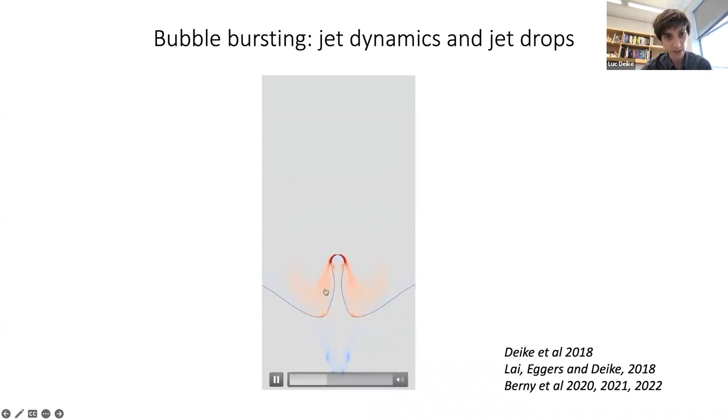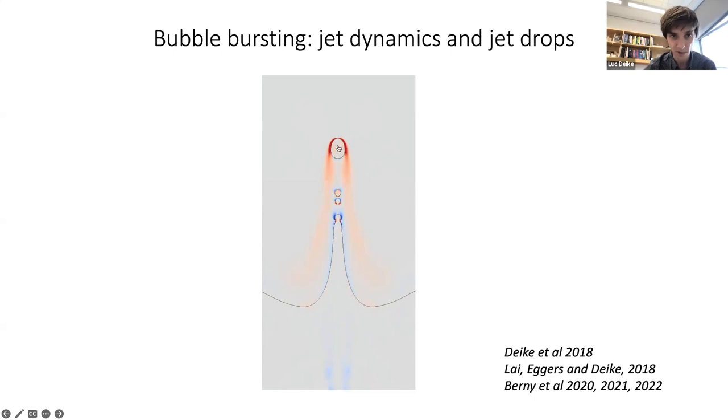up. The colors are the vorticity, and then the jet is going to detach and form a small number of droplets. And so again, if you want to think in terms of scale, the bubble was maybe 2 millimeters, and so the droplet here is going to be maybe 100 to 200 micron for the large one, and half of that for the smaller one.